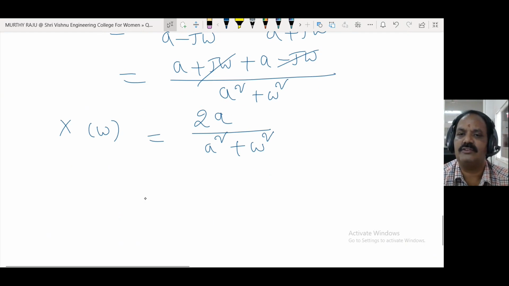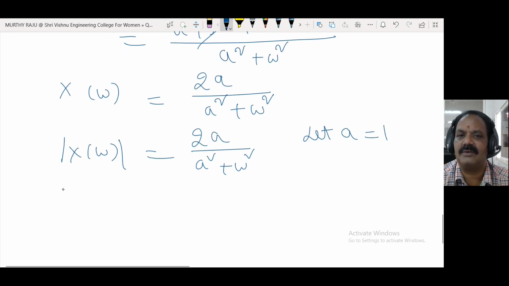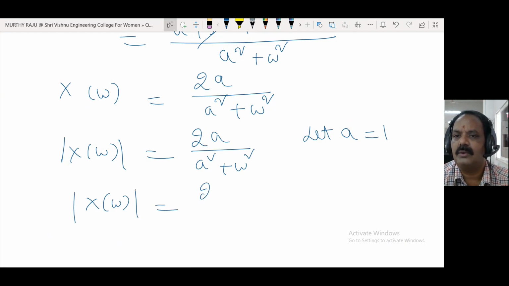Draw the magnitude spectrum. Mod X of omega is also 2a by a square plus omega square. There is no j term. Take a is equal to 1, or a less than or equal to 1. Therefore, mod X of omega is equal to 2 into 1 by 1 square plus omega square. That is equal to 2 by 1 plus omega square.